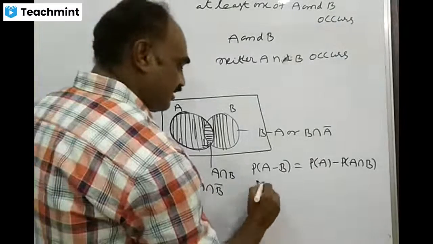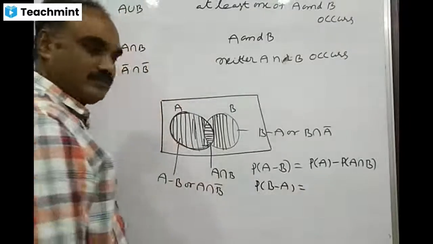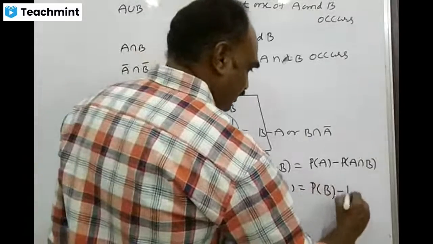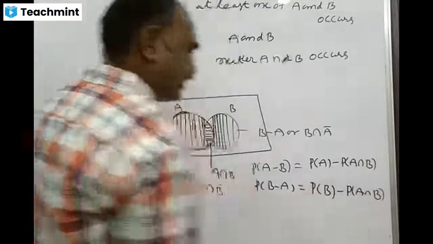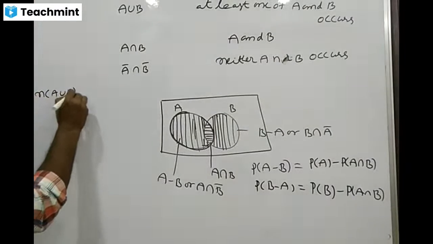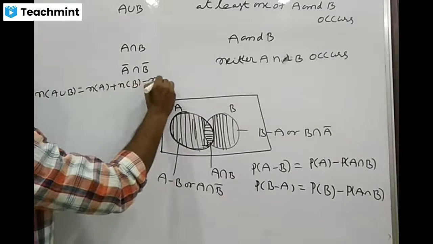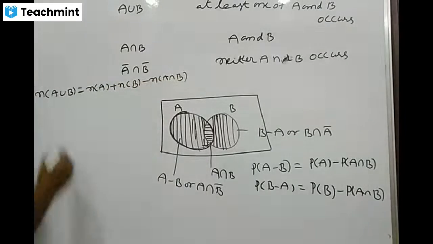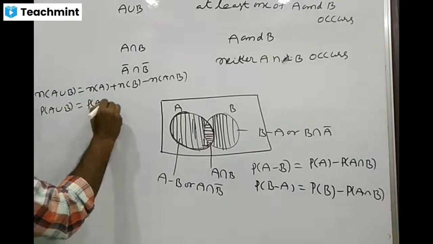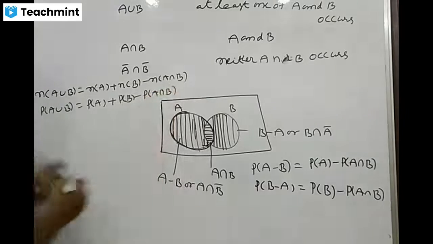Similarly, P of B minus A is equal to P of B minus P of A intersection B. So, in 10th class, N of A union B is equal to N of A plus N of B minus N of A intersection B. Likewise, P of A union B: this is the addition theorem. P of A union B is equal to P of A plus P of B minus P of A intersection B.